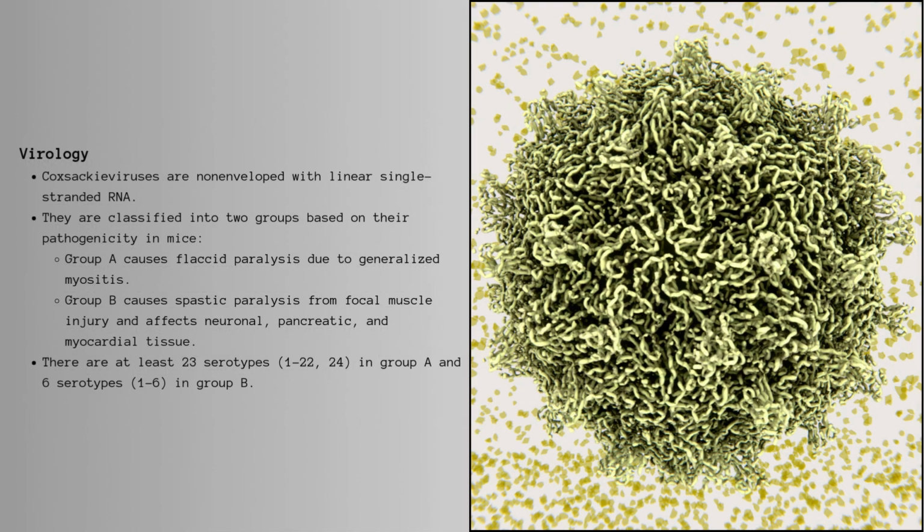Virology of Coxsackieviruses. Coxsackieviruses are non-enveloped viruses with linear, single-stranded RNA. They are categorized into two groups based on their pathology in mice, Group A and Group B. Group A is associated with flaccid paralysis due to generalized myositis. Group B, on the other hand, leads to spastic paralysis because of focal muscle injury, impacting neuronal, pancreatic, and myocardial tissues.